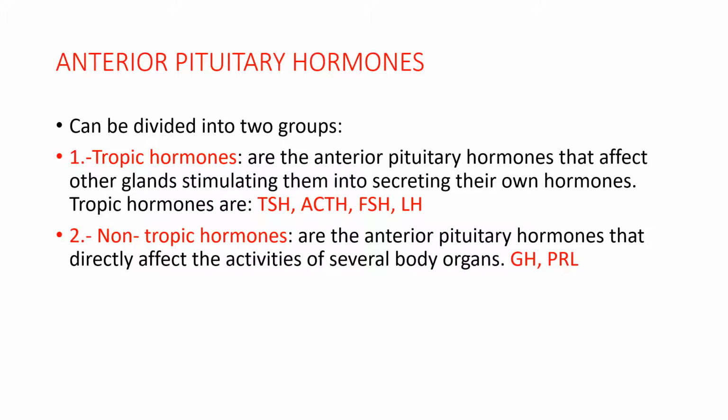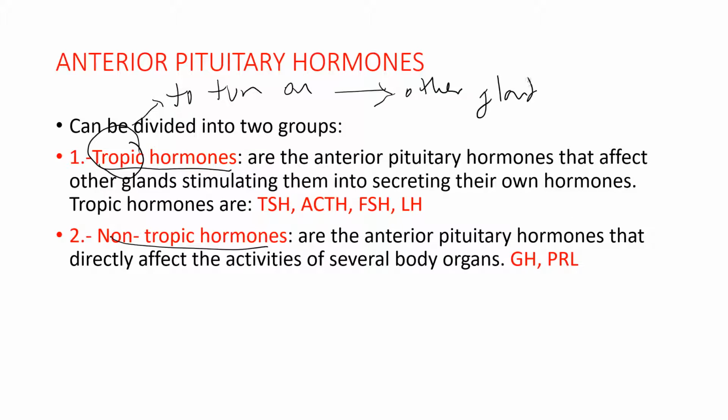The anterior pituitary secretes many hormones, which can be divided into two groups, the tropic hormones and the non-tropic hormones. The tropic hormones, tropic means to turn, are the hormones to turn on other glands. These tropic hormones are TSH, thyroid stimulating hormone, ACTH, adrenocorticotropic hormone, and FSH and LH, which are combined, called gonadotropic hormones, because they're going to turn on the gonads of the body, which are the testes in males and ovaries in females.